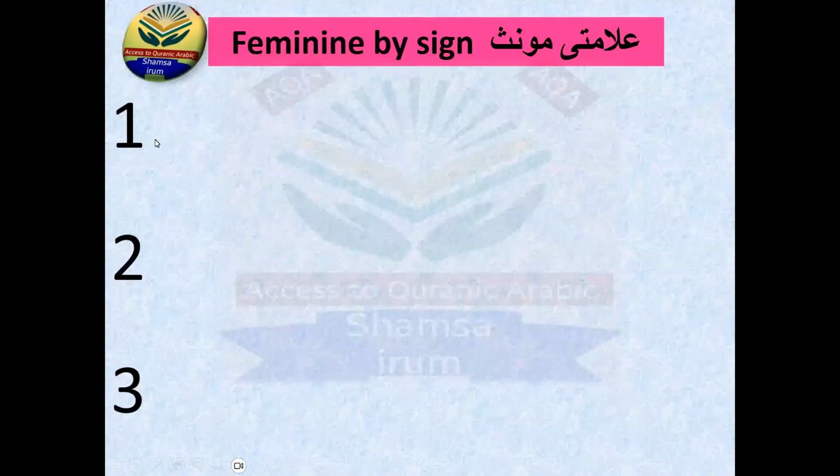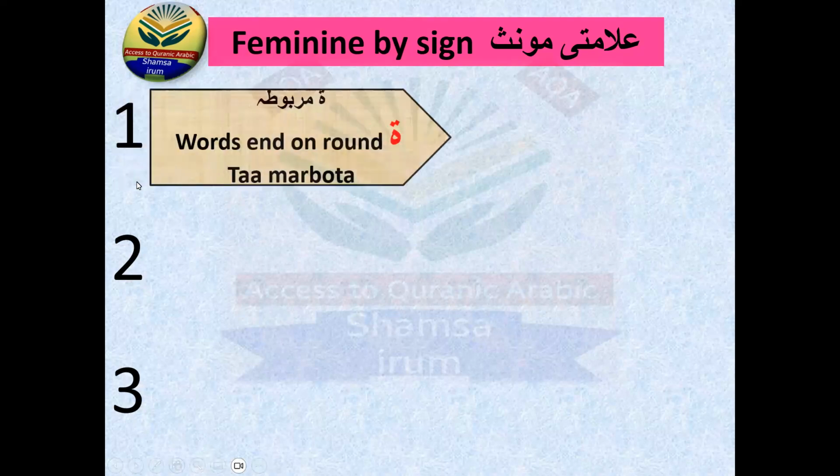There are three categories, or I can say three groups, in this feminine by sign. The first one is the most important, ta marbuta. Words that end on a round ta. You can see this round ta, with the two dots on top of it. In whichever word you see this letter at the end of the word, that word will be considered feminine. So it's called a ta marbuta.